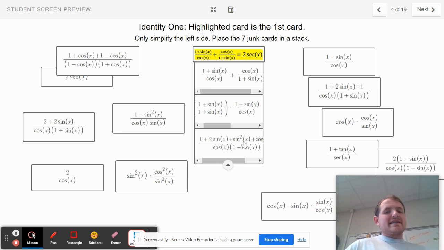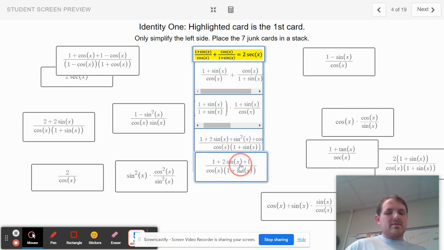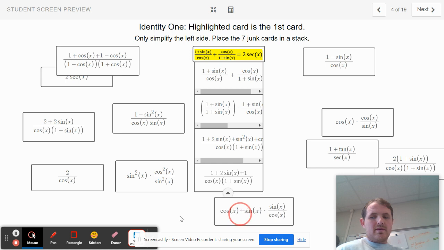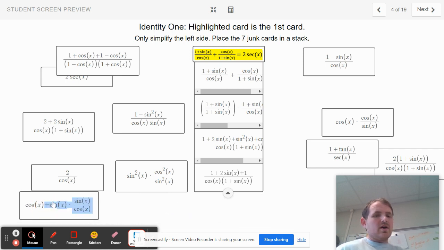Now, anytime I see sine squared and cosine squared, what do I think of? I think of 1. So I should have this exact same thing, except a 1 instead of sine squared plus cosine squared. Now, on that numerator, I've got 1 plus 1. So what should that be? Just a 2, which I think I see that over here. 2 plus 2 sine is right there.